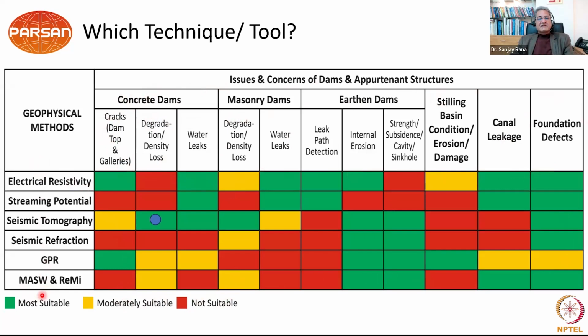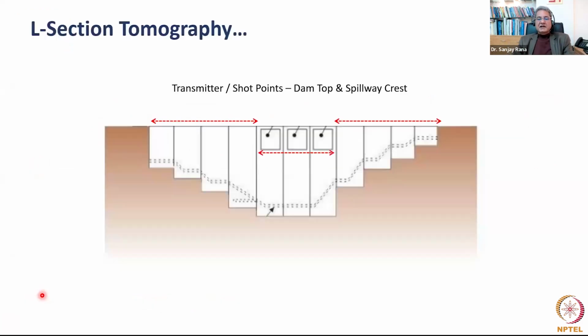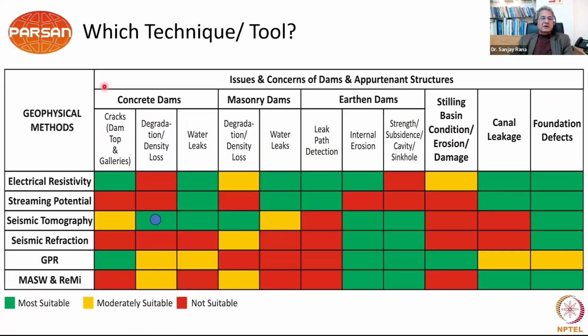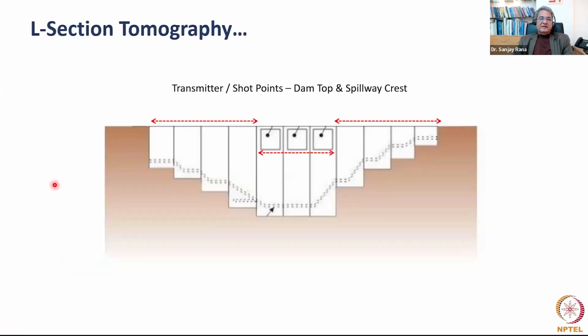So now we'll start with few problems and try to see how different methods are contributing to their solution. So for example, the first thing we are going to talk about is concrete dam, and let's say degradation and density loss. This is the problem we are looking at. And the method we are going to talk about is seismic tomography. We'll practically talk about all these methods one by one. First, we are talking of seismic tomography.